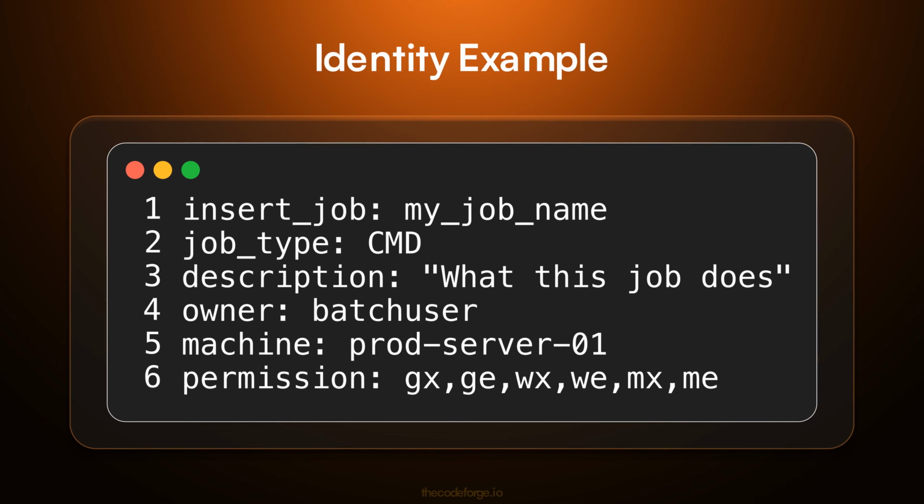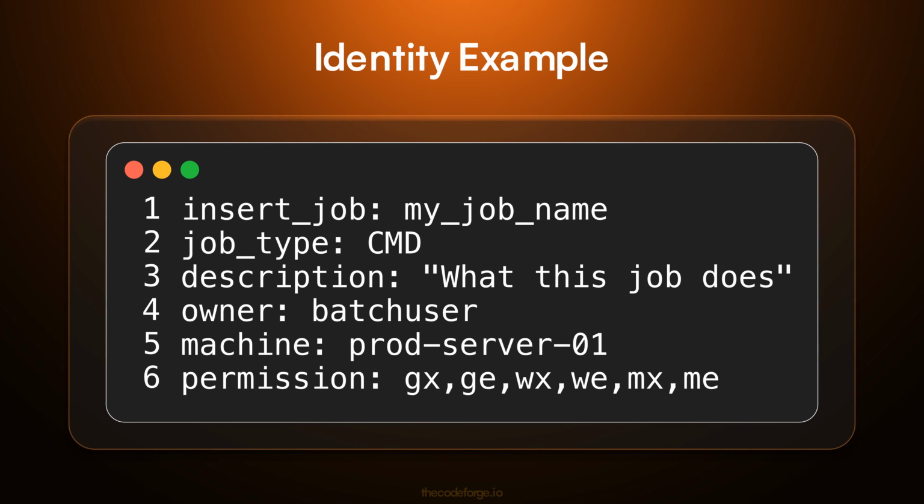The job name must be unique in the AutoSys instance. The machine attribute is critical. If the agent is down, all jobs pointing to it fail. Use global machine groups for failover.